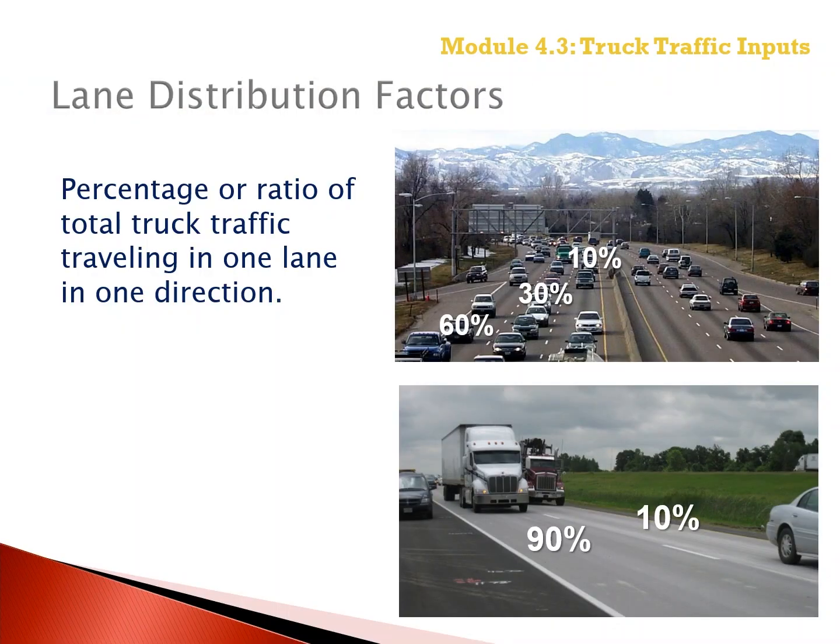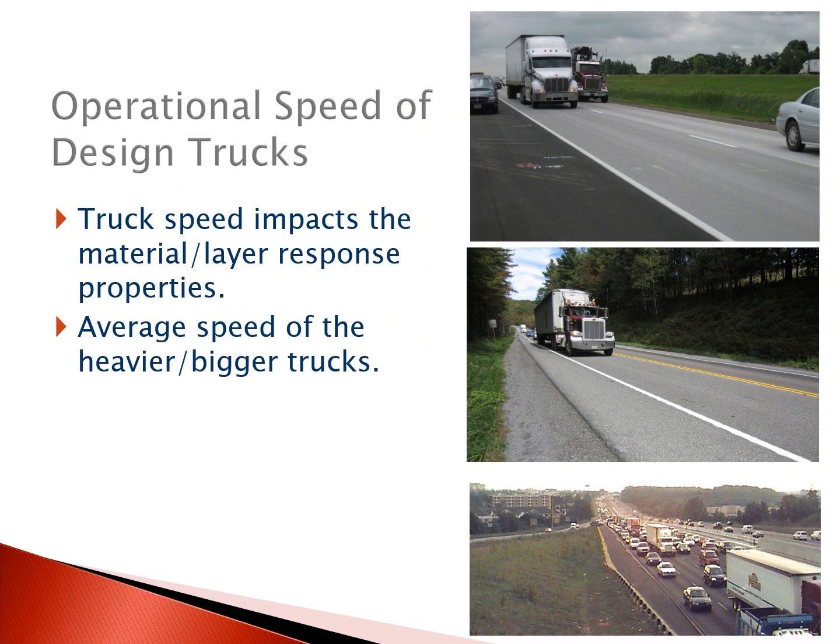Lane distribution factors: the percentage or ratio of total trucks traveling in one lane in one direction. The lane distribution factors are dependent on the number of lanes in one direction. The MEPDG Manual of Practice provides some guidance on the different lane distribution factors by number of lanes, which were derived from the truck traffic collected within the long-term pavement performance program. Operational speed of the design trucks.